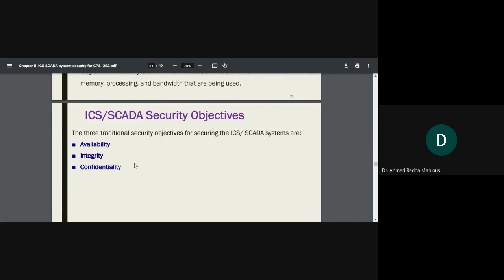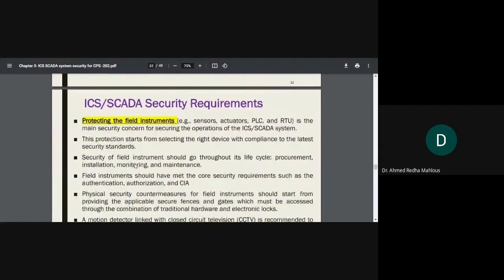These are the main objectives in any security system, including the ICS SCADA system. In terms of security requirements for the ICS SCADA, you need to protect the field instruments. Here we are talking about how to secure the different components of an ICS SCADA system. One of the components is the field instruments, including sensors, actuators, PLC, RTU. These should be secured enough in order to provide security for the whole ICS SCADA.